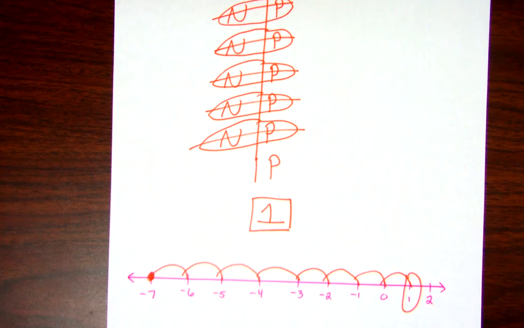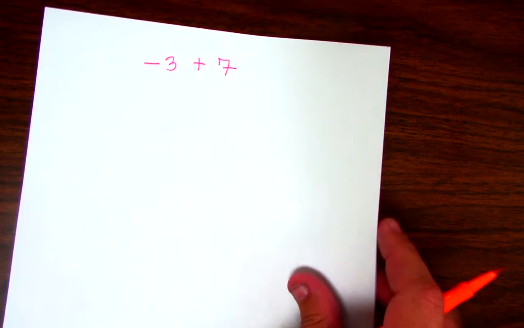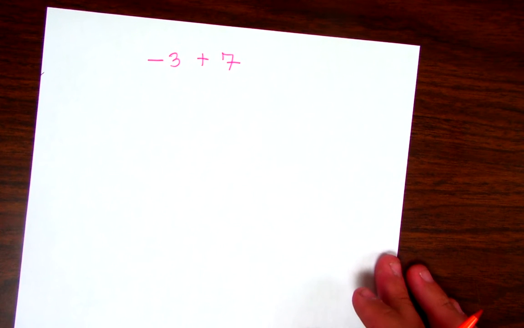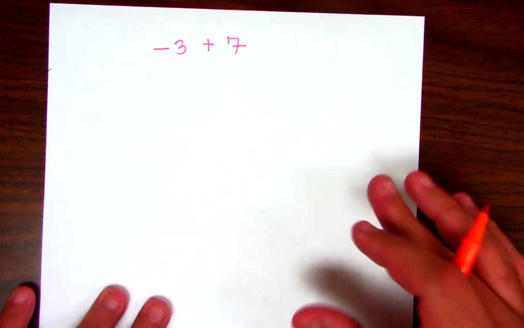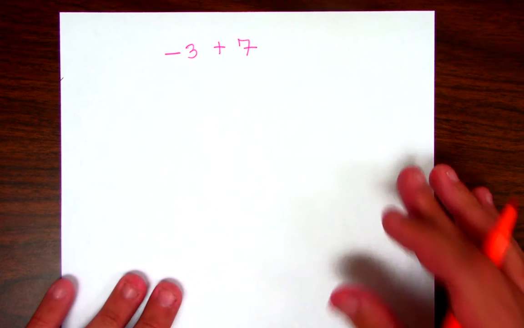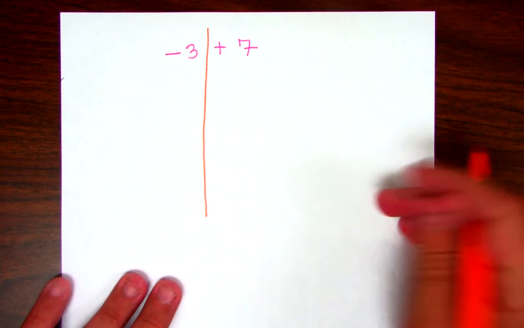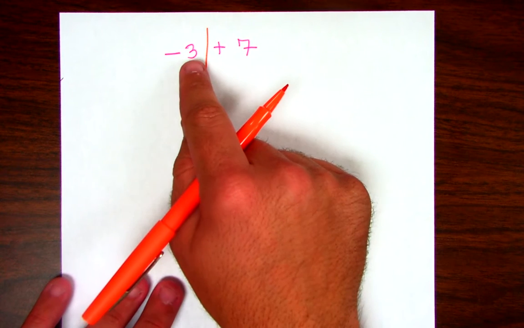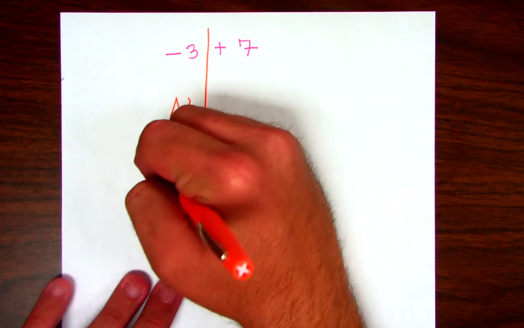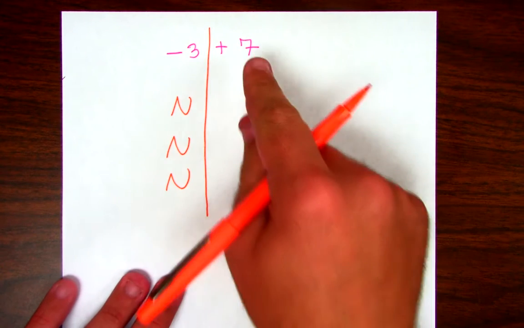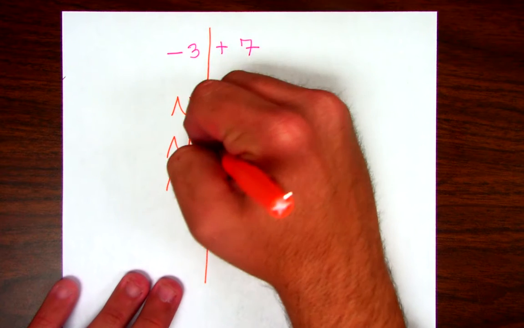Alright, let's go ahead and look at a second example. This time we have negative 3 increased by 7. So again, start by separating out each term. Okay. Here I have 3 people with negative attitudes. 1, 2, 3. And over here I have 7 people with positive attitudes.